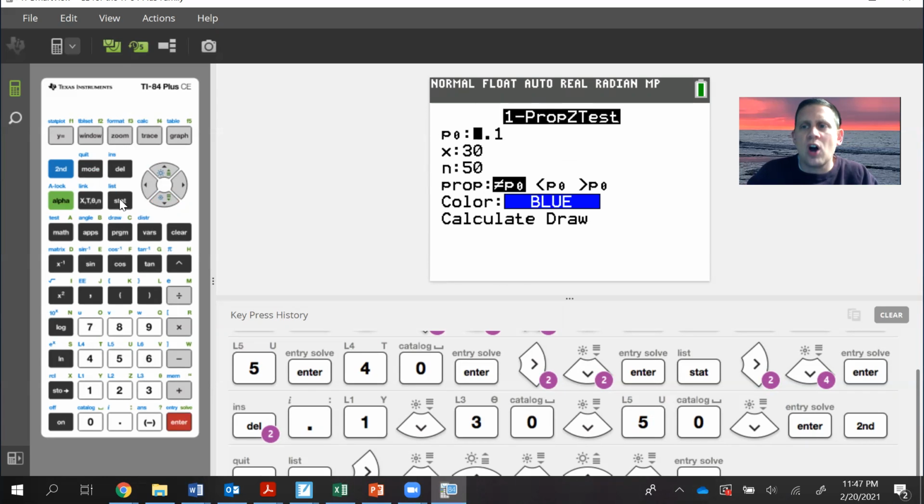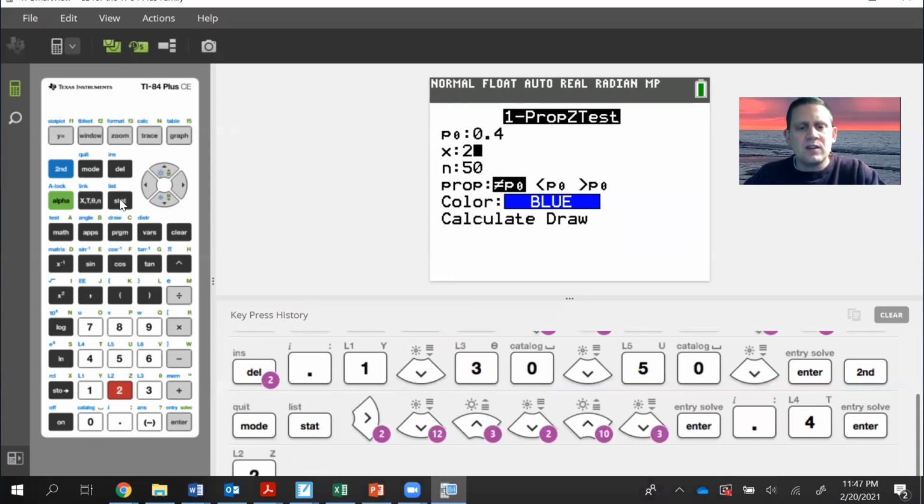And so p naught is just p. I don't know why they have it as p naught; that's just the way our calculator does it. But our p, our known true proportion, is 0.4. He was a 40% shooter before. Well, now what's the new information? He made 25 out of 40 shots. So I want to put those numbers in there.